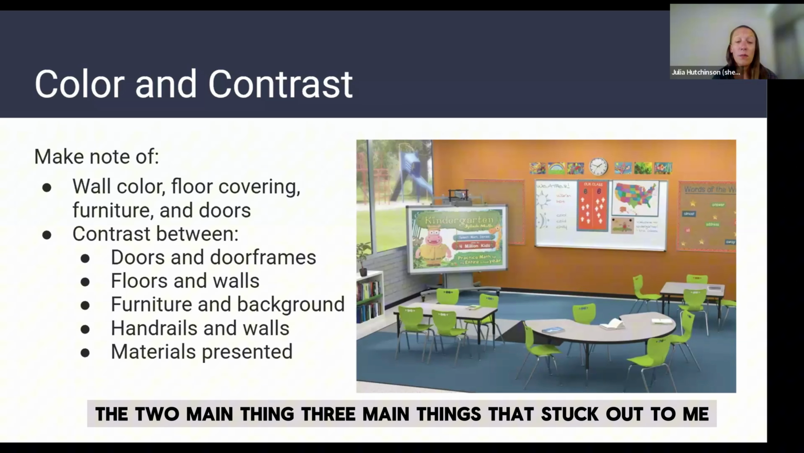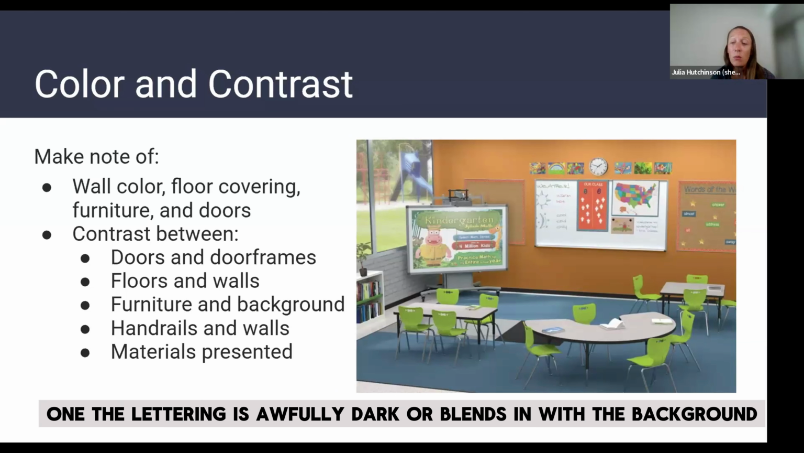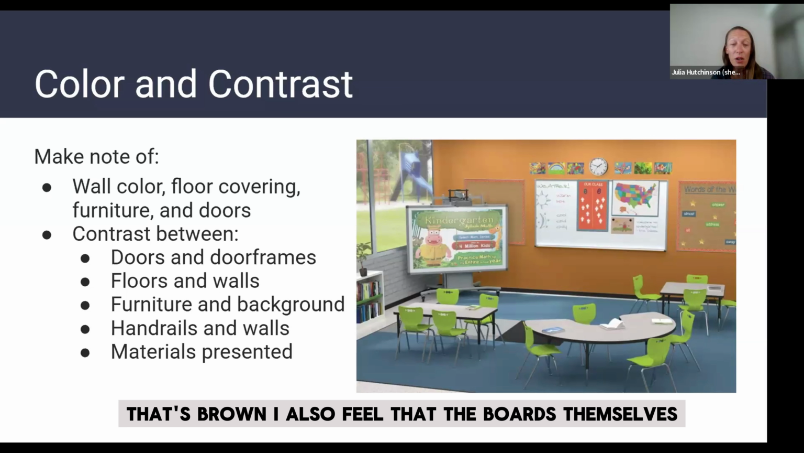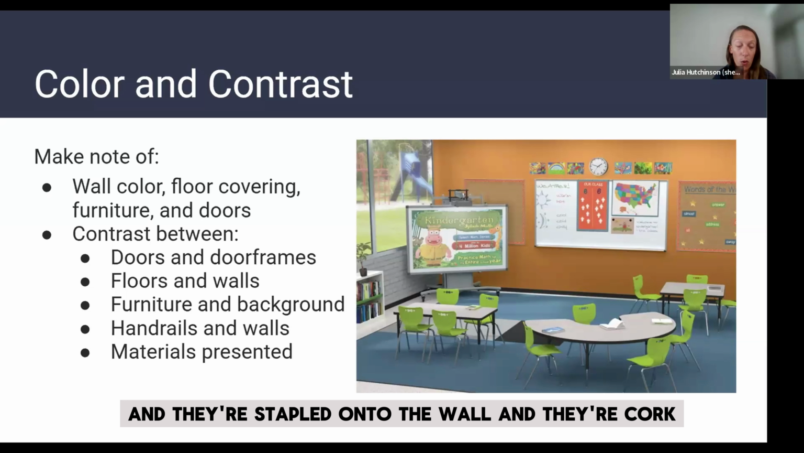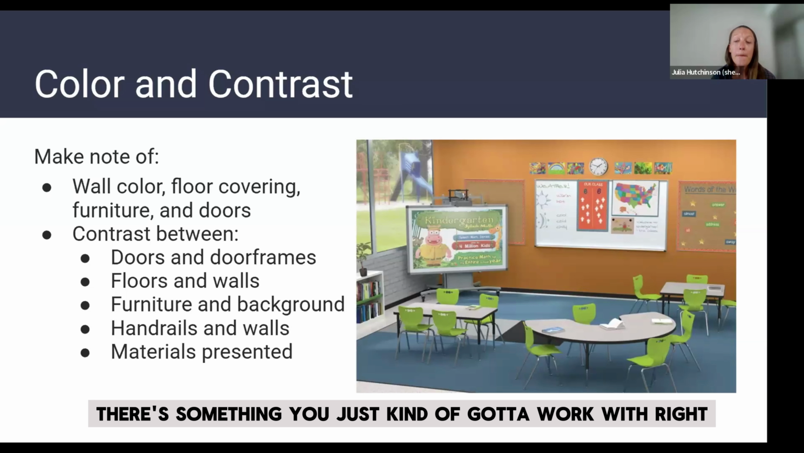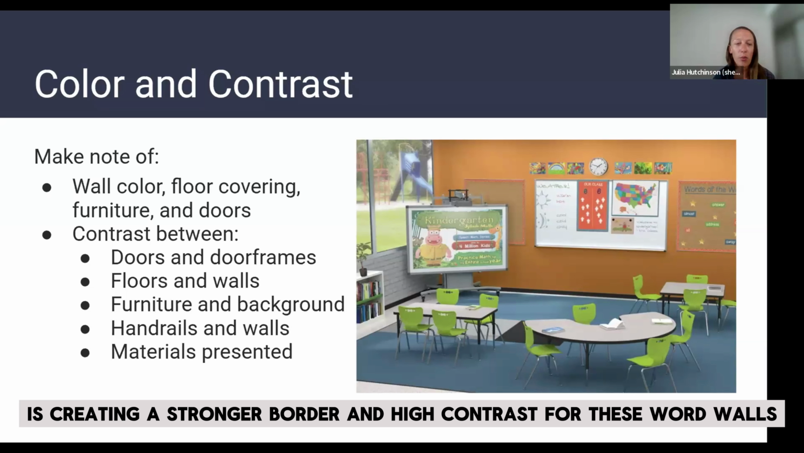So, yes, absolutely. The three main things that stuck out to me, Ashley also identified. It's these words of the week walls. One, the lettering is awfully dark or blends in with the background that's brown. I also feel that the boards themselves could be presented in higher contrast. If the classroom came this way and they're stapled onto the wall and they're cork, that's something you just kind of got to work with, right? But you'll notice the borders around these boards are also kind of orange or pink. They blend in really well with the wall. So that's the first thing I might change, creating a stronger border and high contrast for these word walls or word boards.